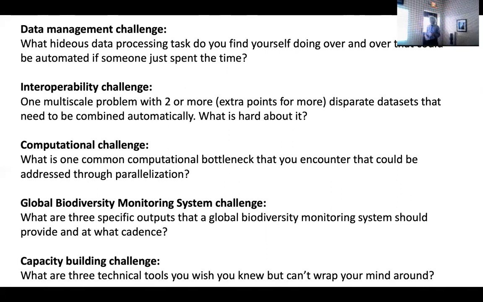Global biodiversity monitoring system challenge. What are 3 specific outputs that a global biodiversity monitoring system should provide, and what would be a useful cadence, or update time, to provide that? Some things only needed every year, some things you might want every 2 minutes. What are the 3 biggest outputs that such a thing could give that would be useful? And then the last one is capacity building. What are 3 technical tools you wish you knew or understood, but can't wrap your mind around? Questions?